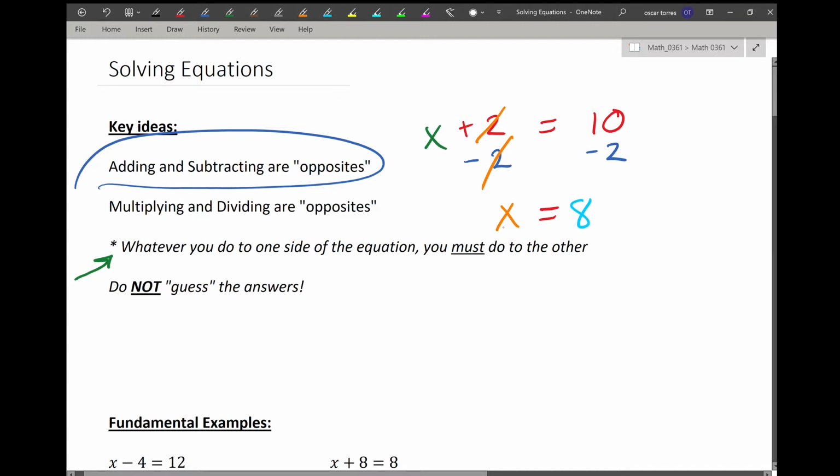So in the end we get this expression that says that my x value, that letter, is really represented by the 8. This 8 that we found is called a solution to the equation.